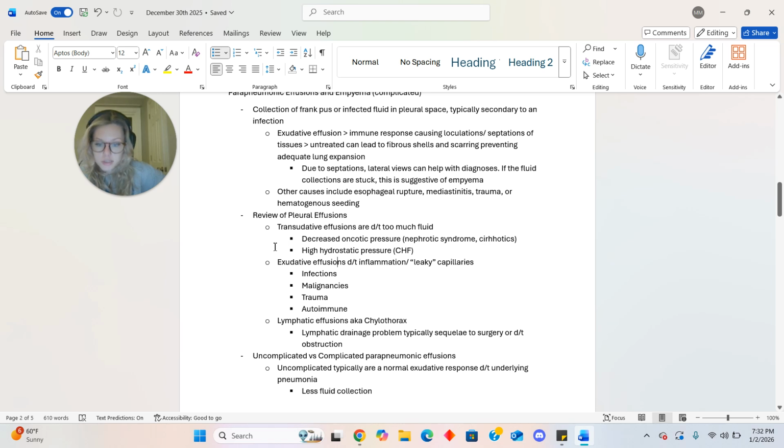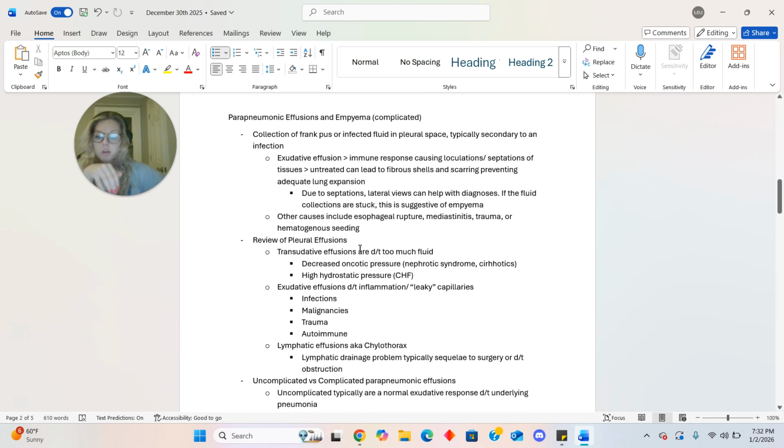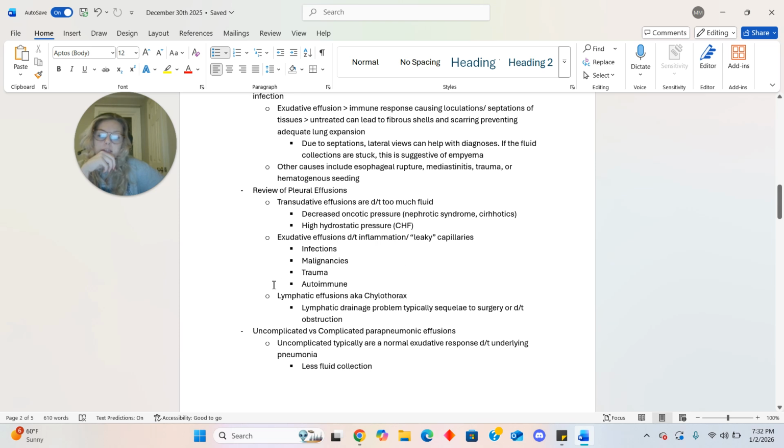And then there are exudative effusions, which are due to leaky capillaries, capillary fluid just leaking through, not due to too low of albumin, not because the pressure's so high. This is just because the capillaries are spilling it out because there's some type of leaky, permeable capillary issue going on. This can be due to inflammation, infection, malignancies, trauma, or some type of autoimmune pathology. And then lymphatic effusions are due to lymphatic issues, so either an obstruction or the lymphatic duct is cut. This is typically in surgery.